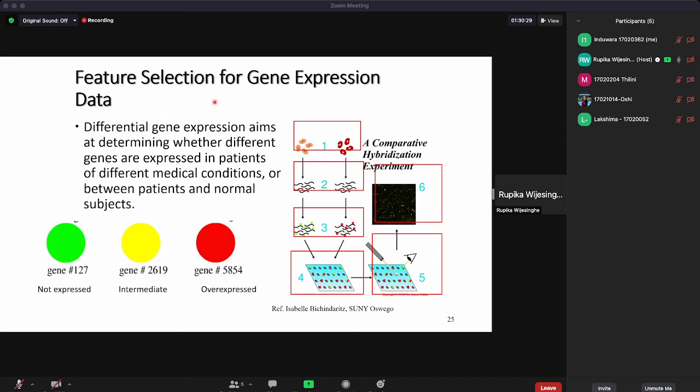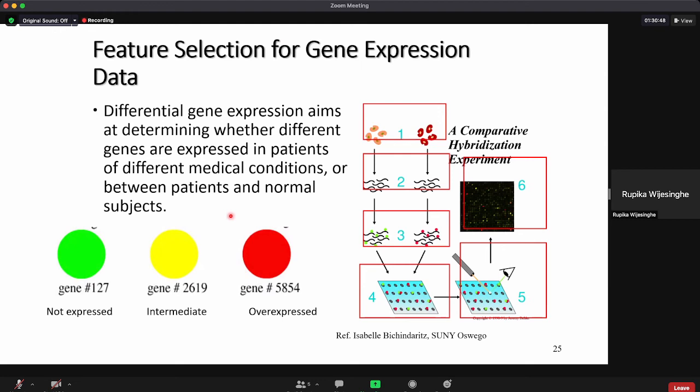So feature selection for gene expression data, I think this part is covered by Kamal. Differential gene expression aims at determining whether different genes are expressed in patients of different medical conditions, or between patients and normal subjects. So mainly we are looking at whether different genes are expressed in patients of different medical conditions, right?